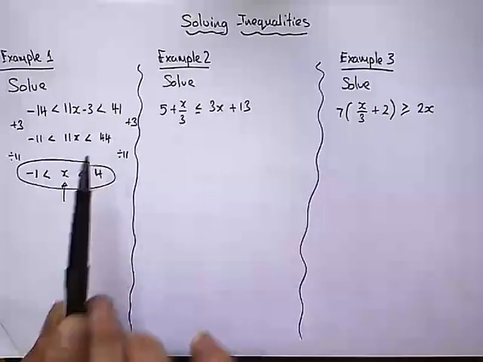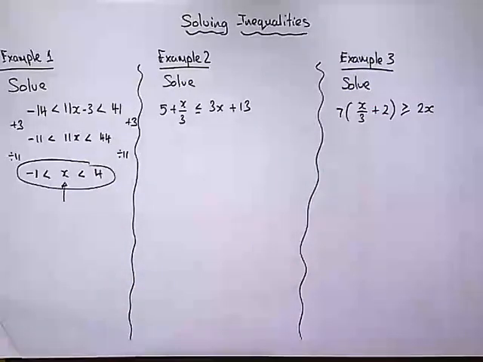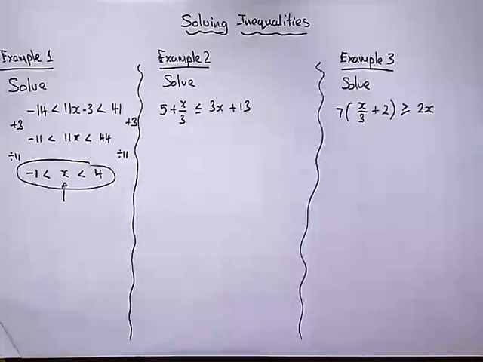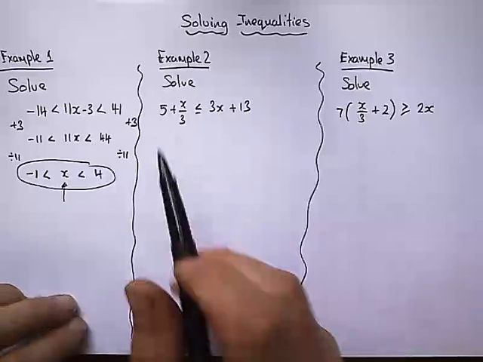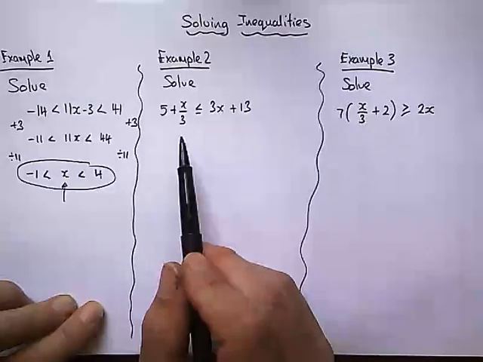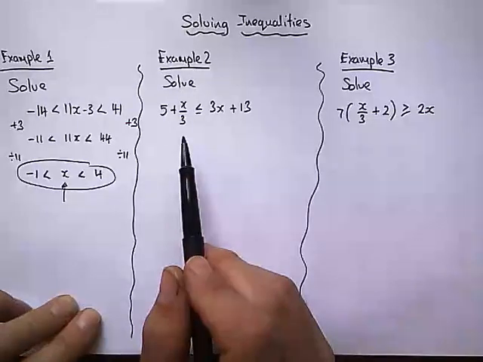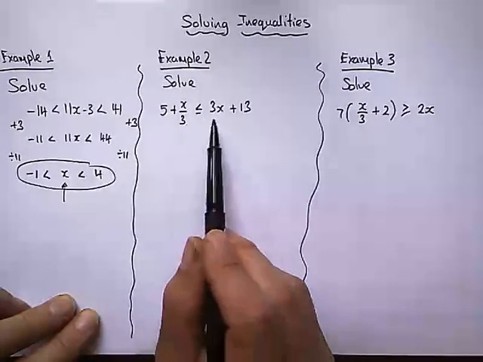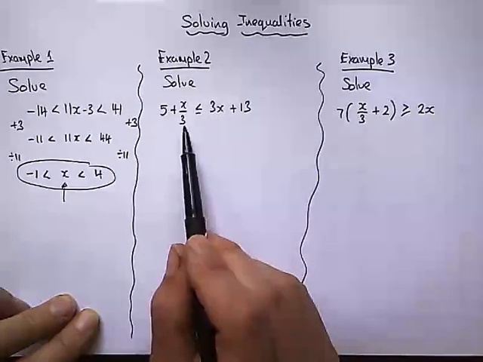Okay, right, example 2, a bit different. It's only one-sided, but I've got x's on both sides. So my plan here is to rearrange it so I just have the 1x, and then I know what it's less than or greater than. But the problem we have here is we have a divide by 3 as well. So one step you might want to do straight away is multiply everything by 3. Okay, and that means we cancel out this divide by 3.